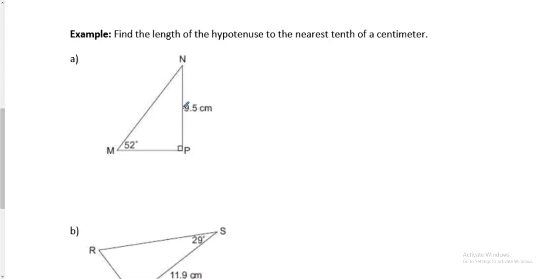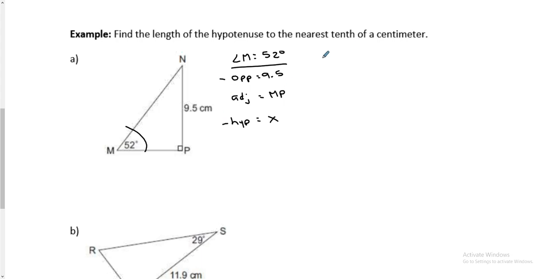Find the length of the hypotenuse in this question to the nearest tenth of a centimeter. The angle that we are given is angle M is equal to 52 degrees. We know our side opposite is 9.5. Our side adjacent is MP, and our side hypotenuse is what we are looking for, so I'm going to call that X. So we have opposite and we have hypotenuse.